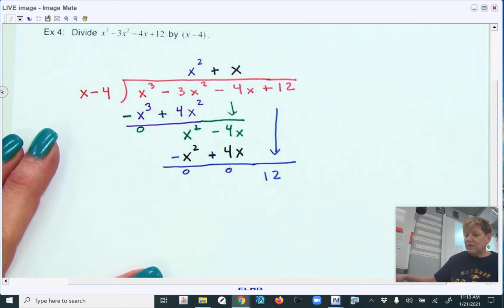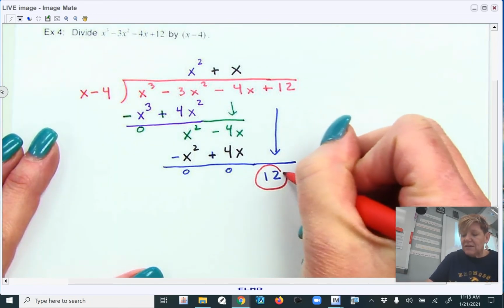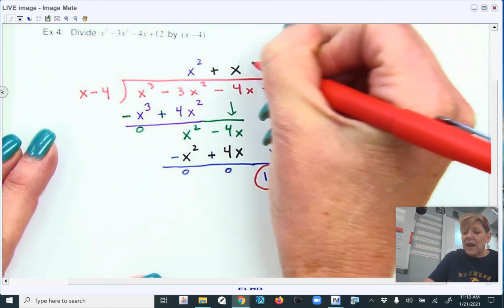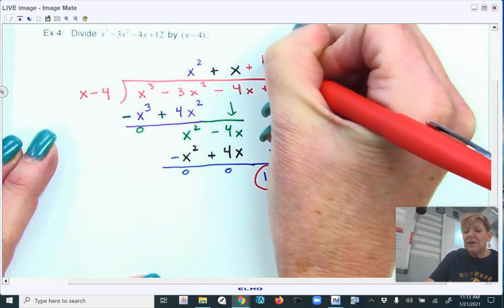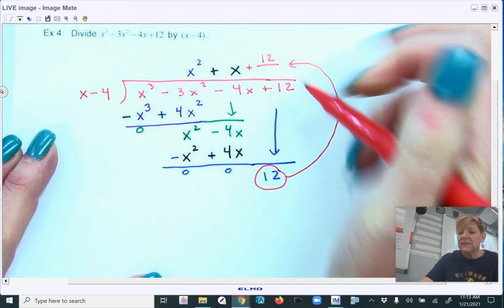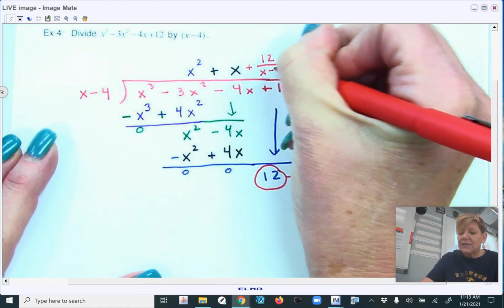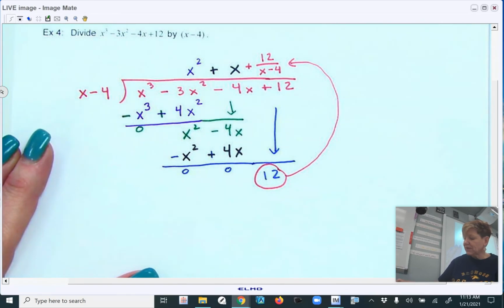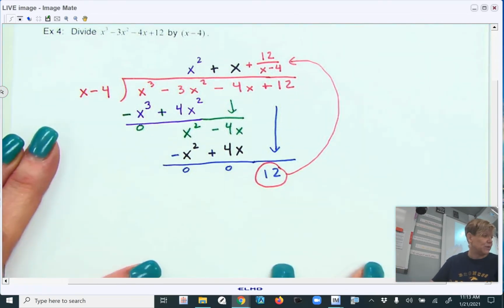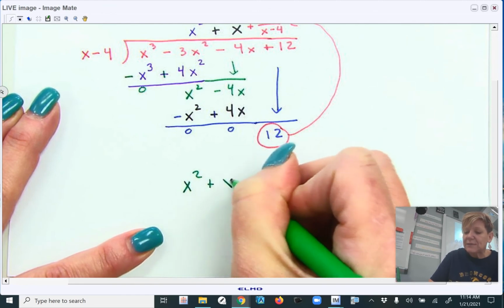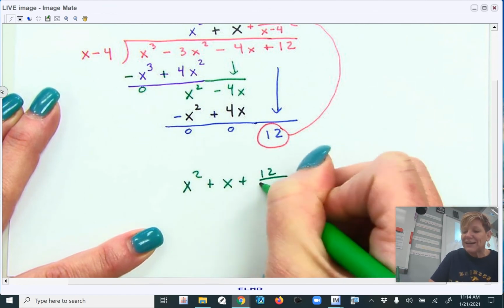And so what do we do with our remainder is we bring it up here. We add it because it's positive, and our remainder is 12, and we put it over our divisor, x minus 4, like that. So our answer to this problem is x squared plus x plus 12 over x minus 4.